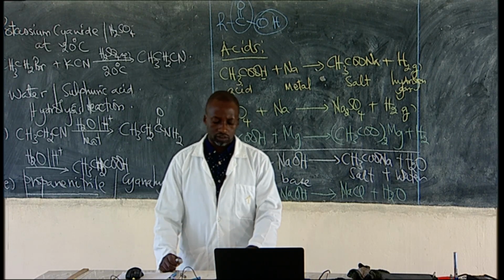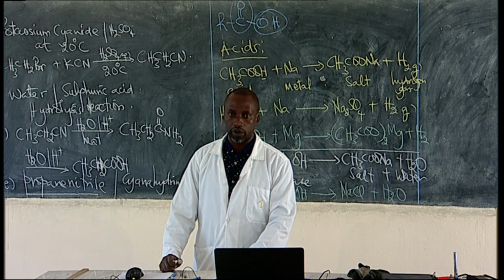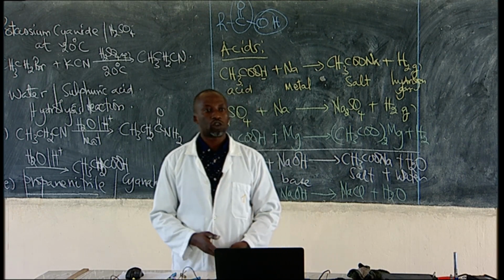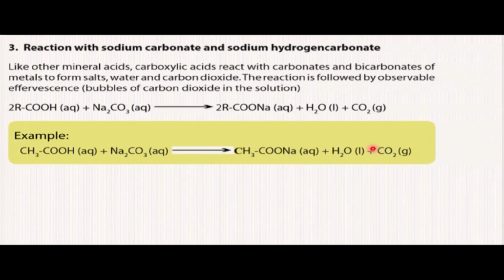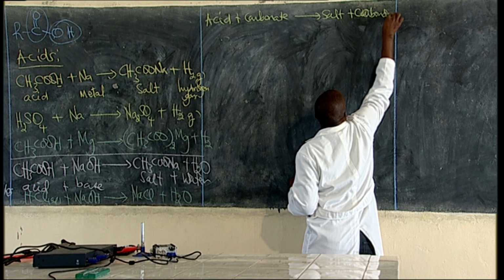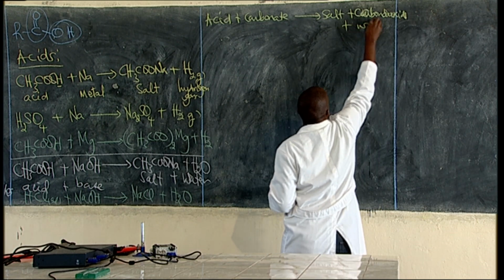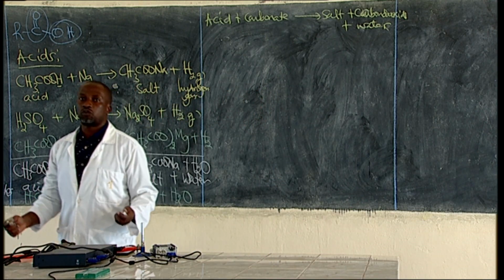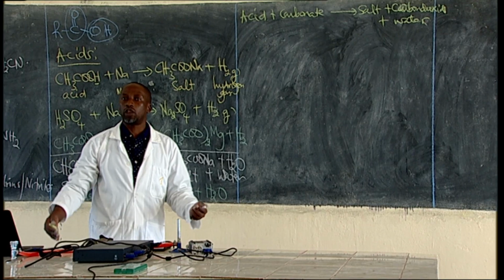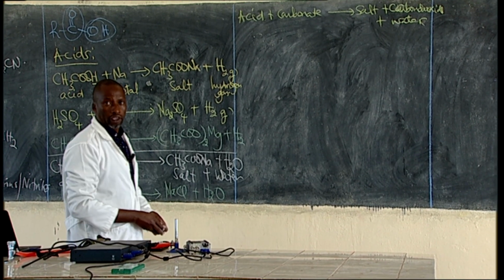Looking at other reactions under the same category, we can mention the reaction with carbonates and hydrogen carbonates. When acids react with carbonates, they produce the salt, carbon dioxide and water. So when you have an acid plus a carbonate, you get the salt plus carbon dioxide plus water. If we are using ethanoic acid, it is behaving in the same way.